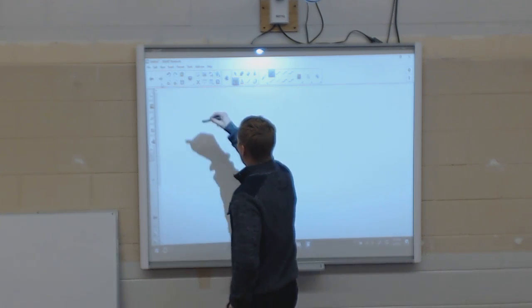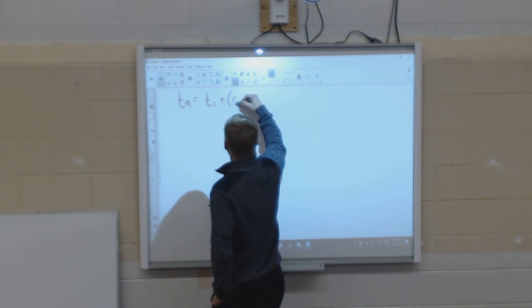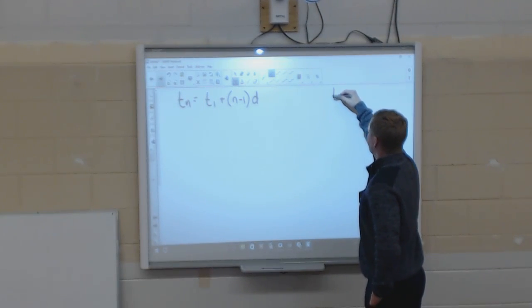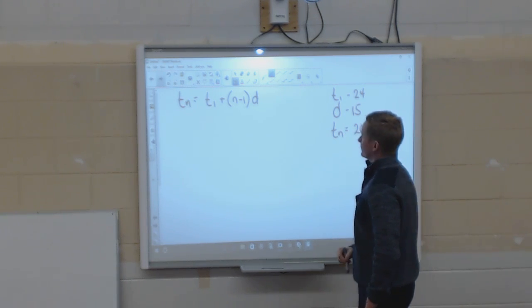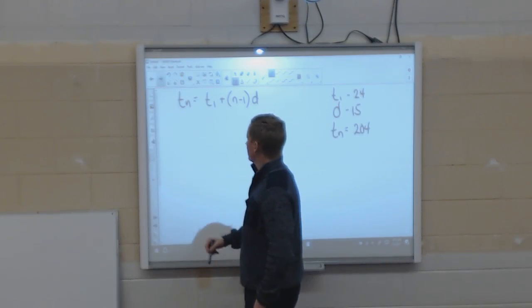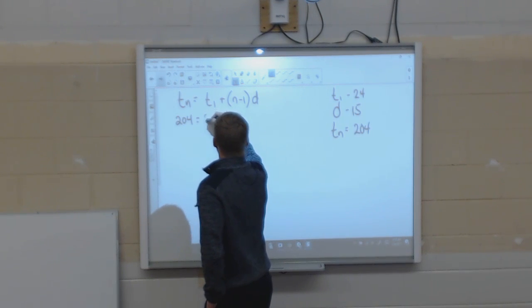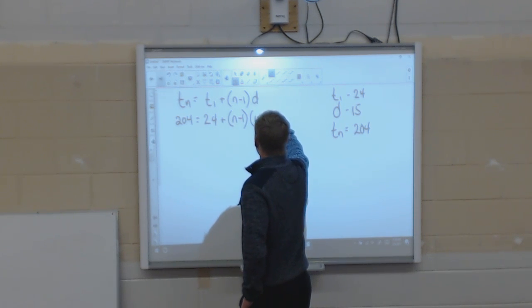So I start by writing out my equation. T to the n equals T to the 1 plus n minus 1 times D. What is my T to the 1? 24. What is my D? 15. And my T to the n is 204. So we just substitute it in. 204 equals 24 plus n minus 1 times 15.